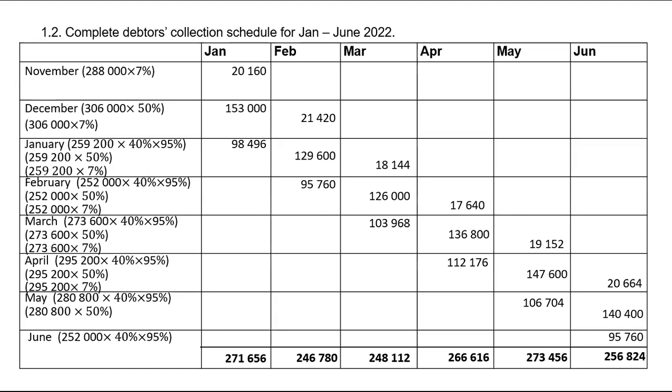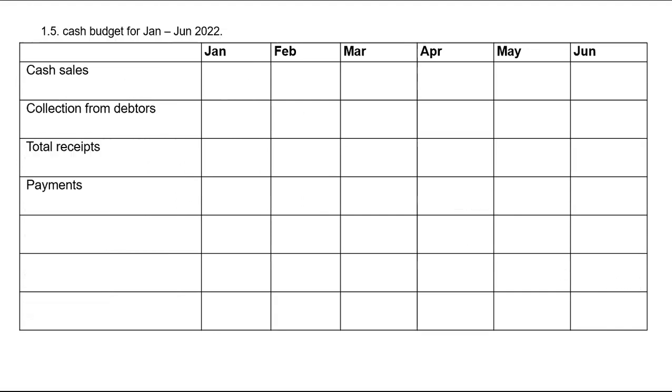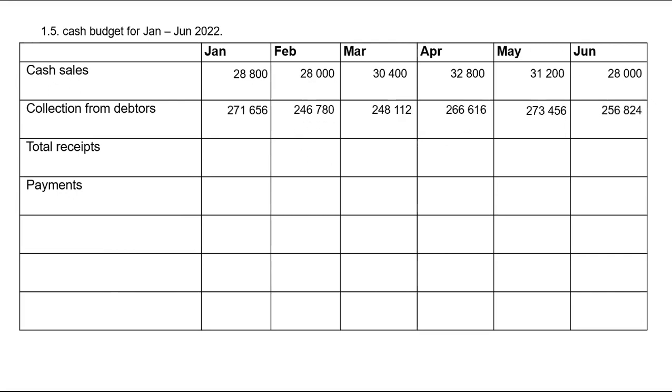All these collections, we need to put in our cash budget under receipts. Already we had the cash sales. Now we're going to put in collection from debtors, which is the total that we got from our debtors collection schedule. And you will notice that we don't have anything else under receipts, so you can just total up, because that was already recorded for you.